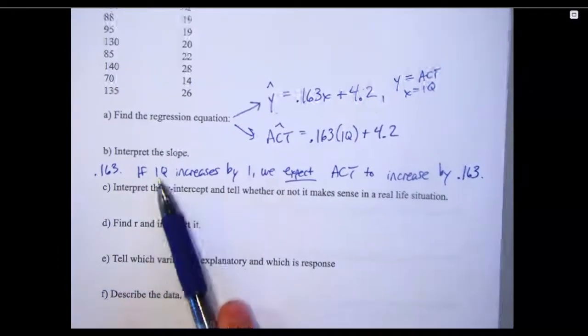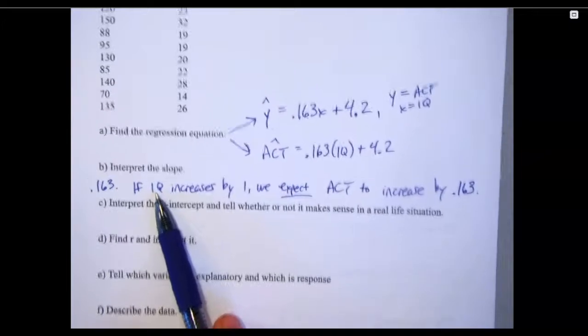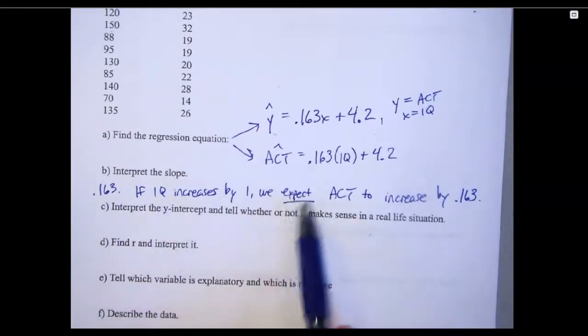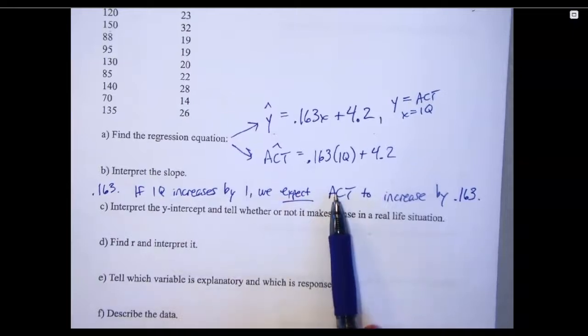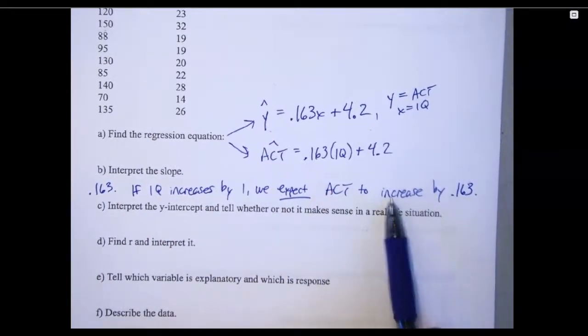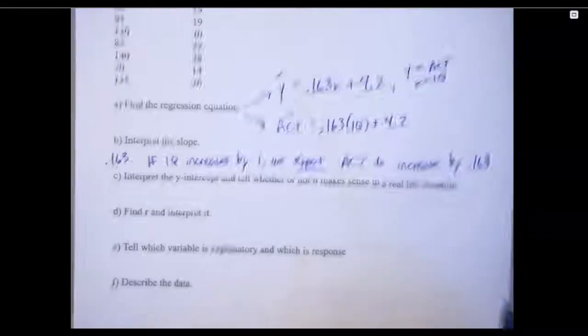So let me just review that. Why did I put IQ there? What is that representing? The x value. Someone else talk. Don't forget the word expect. Why did I put ACT here? That's the y. And then why did I put increase? Positive, and 0.163.